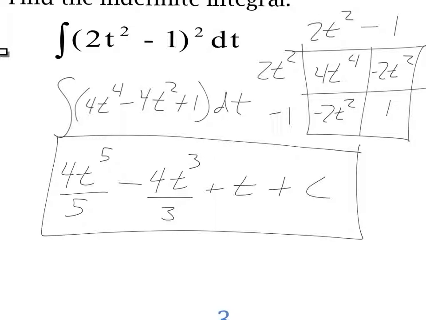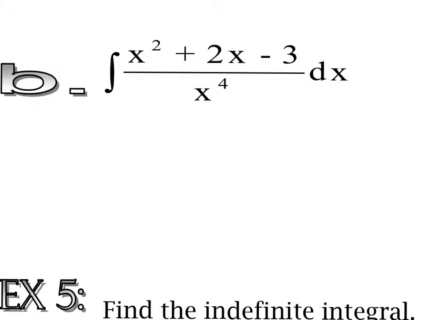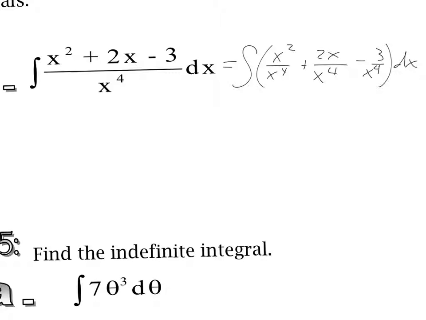Let's go to the last page where there's a lot of fun problems. All right, I like this one. As you look at this one, you're thinking, okay, what the heck is going on? But again, remember, there are ways that you can manipulate this so that it's not a function over a function. The first thing that I see is that we could separate this as 3 separate fractions. They already have a common denominator, so you could write it as x squared over x to the 4th plus 2x over x to the 4th minus 3 over x to the 4th, and that's dx.